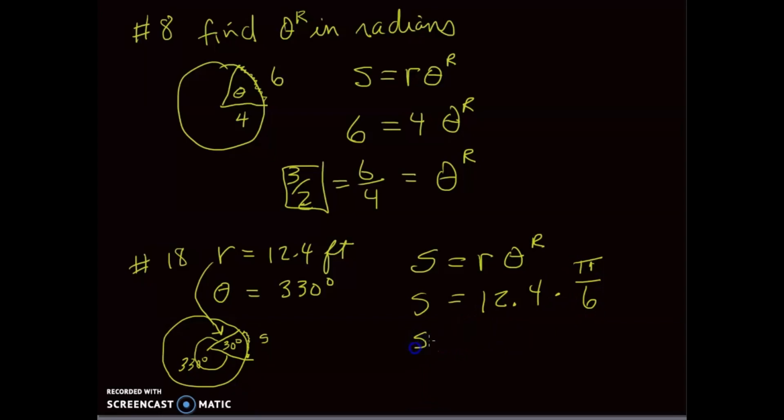So we get 12.4. Now I guess we can write this down here, times pi, all divided by 6. We need 3 significant digits, it says. 3 sig fig.